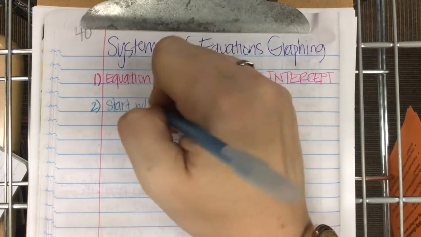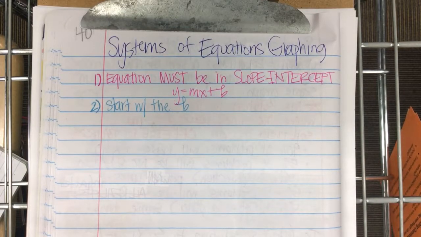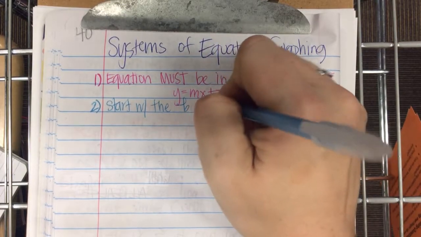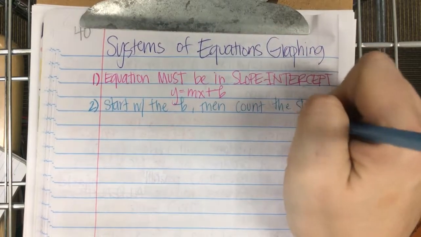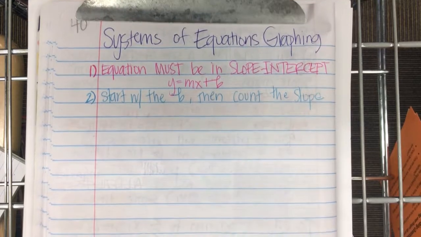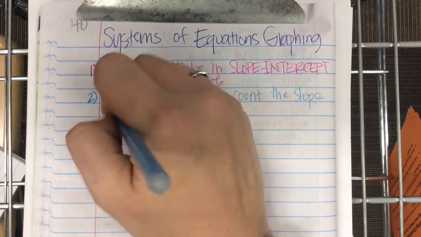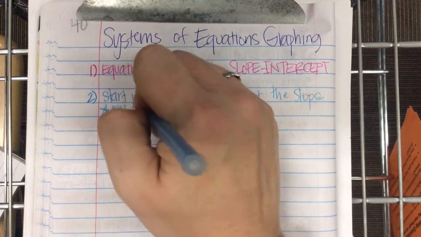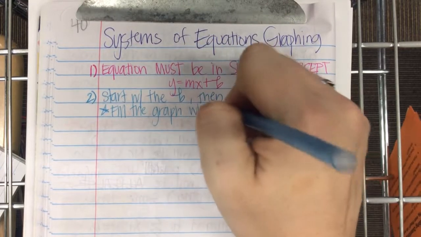Again, start with the b, which is the intercept. Then count the slope. Should you count the slope just one time? No, you want to count the slope as many times as possible. You want to fill the graph when counting slope.